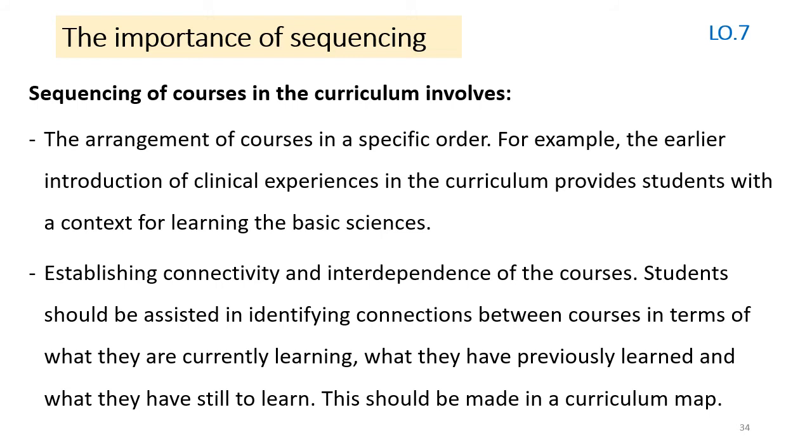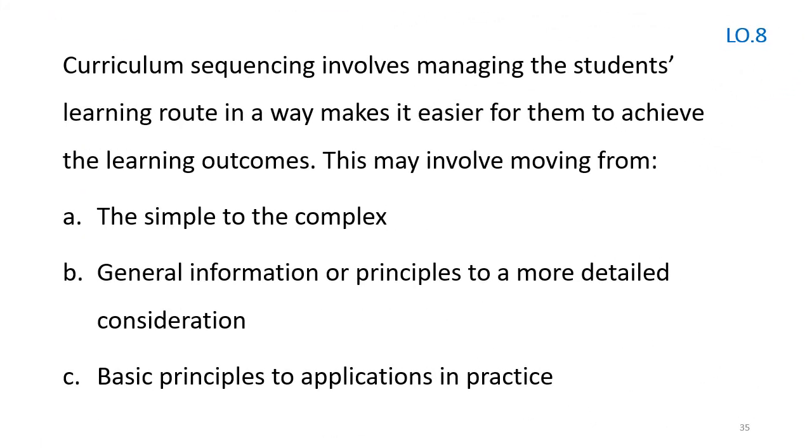Secondly, establishing connectivity and interdependence of the courses. Students should be assisted in identifying connections between courses in terms of what they are currently learning, what they have previously learned, and what they have still to learn. This should be made in a curriculum map. Curriculum sequencing involves managing the students' learning route in a way that makes it easier for them to achieve the learning outcomes. This may involve moving from the simple to the complex, general information or principle to a more detailed consideration, basic principles to application and practice.